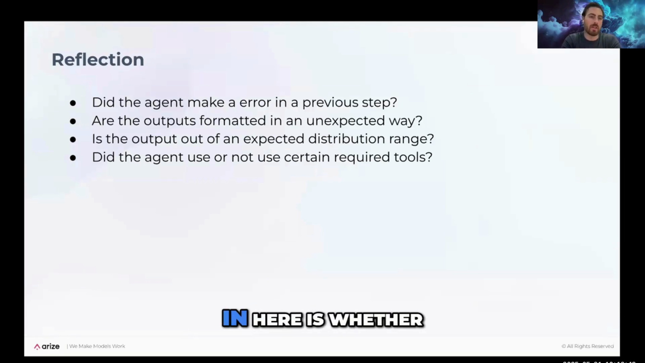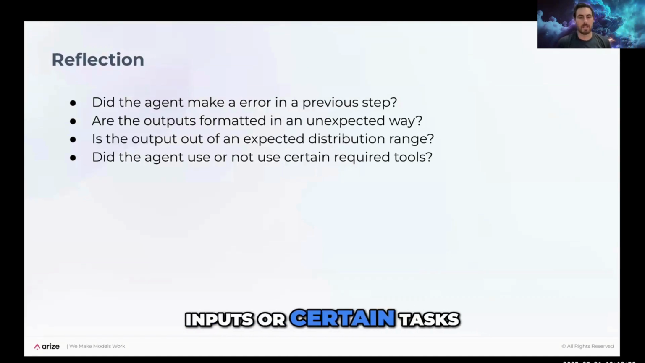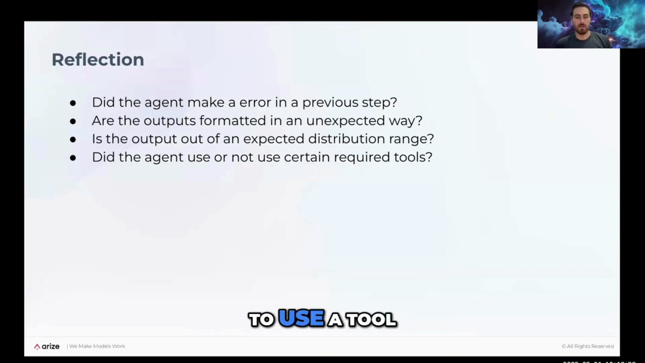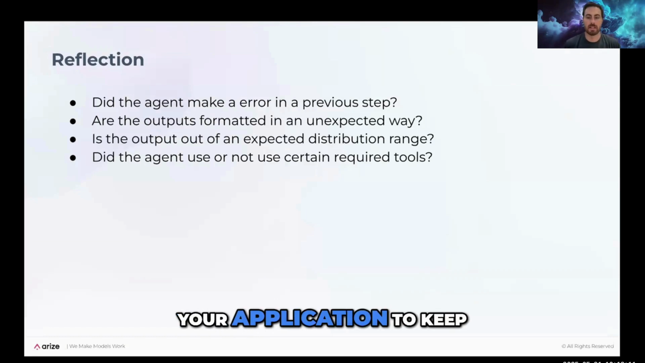And the fourth one that we have in here is whether the agent chose to use or not use certain tools. You may also know that for certain kinds of inputs or certain tasks, it's going to be required to use a tool. And so you can bake some of that logic into this reflection step as well, to say if that tool hasn't been used, then we're going to repeat that previous step to see if it can make an earlier decision. So this is returning back to an earlier point in your application to keep it running.